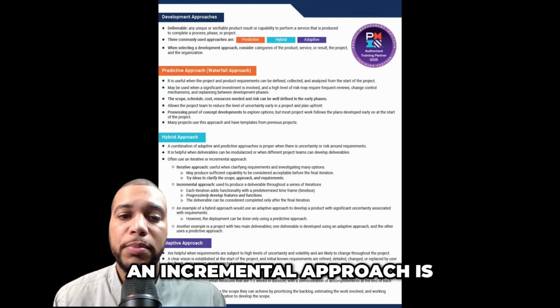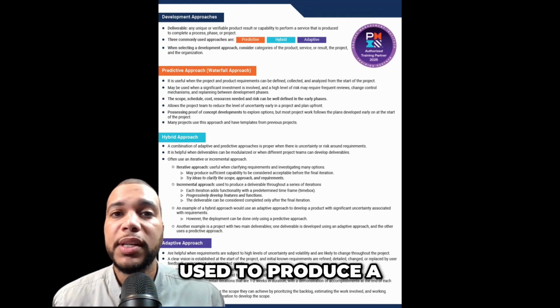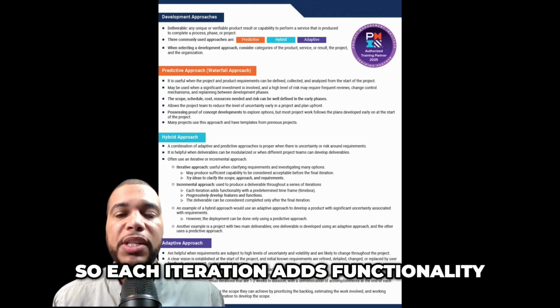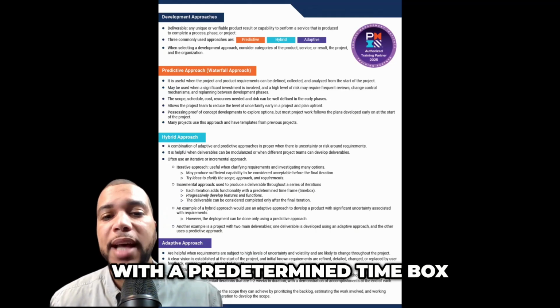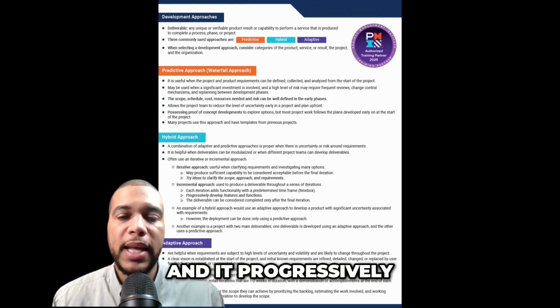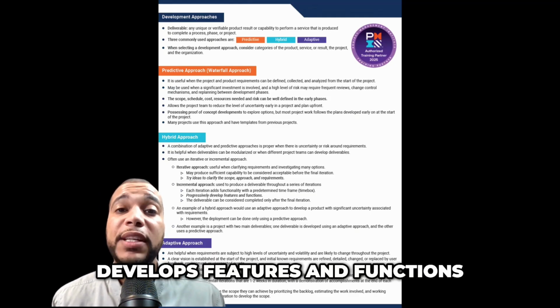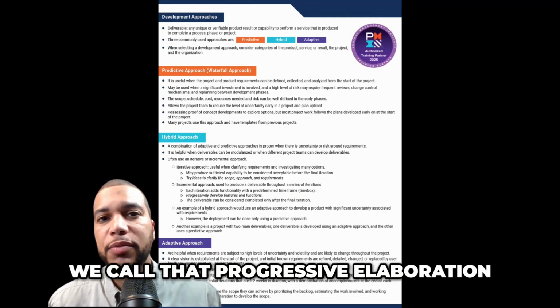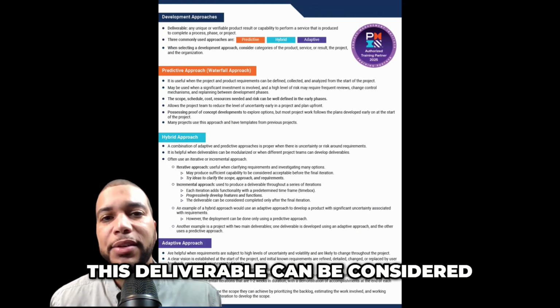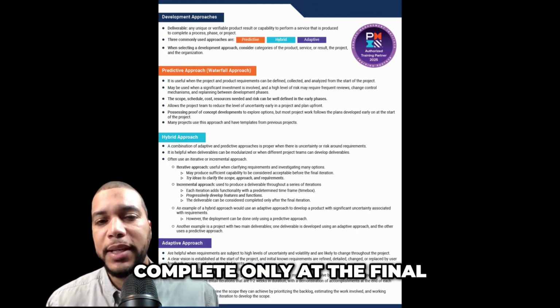An incremental approach is used to produce a deliverable throughout a series of iterations. So each iteration adds functionality within a predetermined time box, and that time box is also called a time frame. And it progressively develops features and functions. We call that progressive elaboration. This deliverable can be considered complete only at the final iteration.